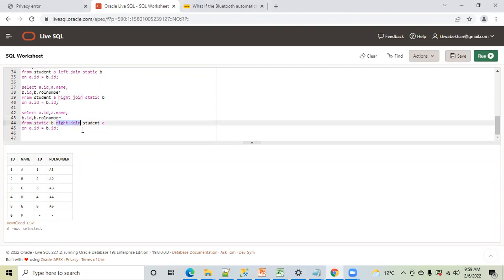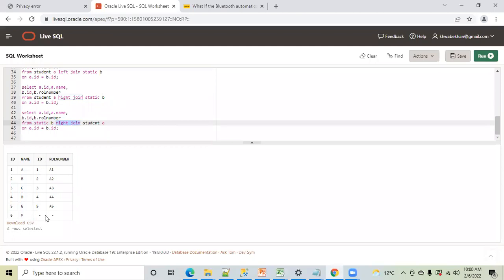So guys, please don't look at the sequence of tables. Just look at this right join. Right join means the table I have mentioned after it, student. You will get all the records from the student table, whether it is matching or not matching. So in the student table, I have ID 6, and that is why you can see ID 6 is also displayed here.